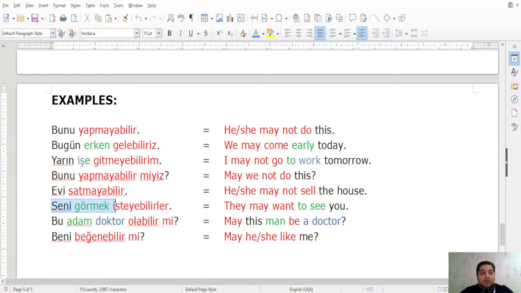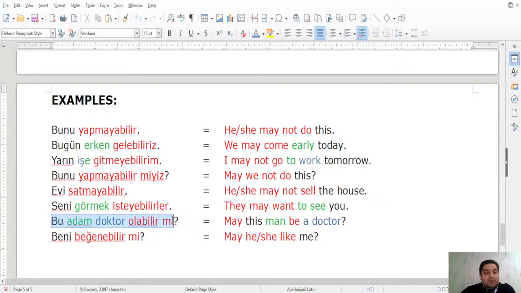The sixth example, seni görmek isteyebilirler. So this is third person plural, right? They may want to see you. Of course, you may not have seen the want to structure, but still I gave a bit different example here specifically for you to have this kind of variation. Seni görmek isteyebilirler. So they may want, right? There is a possibility that they want to see you.